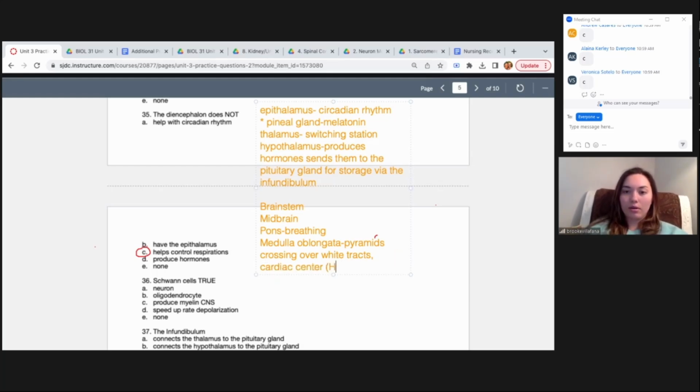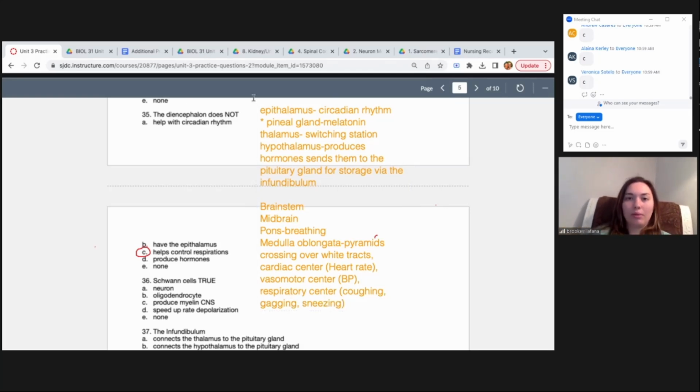for heart rate, a vasomotor center for blood pressure. And then finally, it has a respiratory center for things like coughing, gagging, sneezing. So I know that was obviously long, but that's just a recap of those two areas. And that top one is the diencephalon.